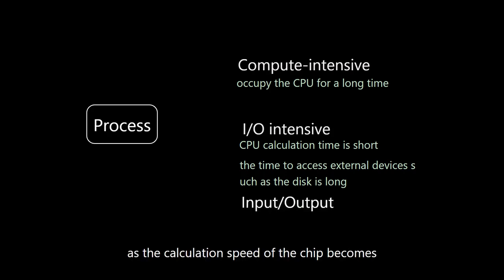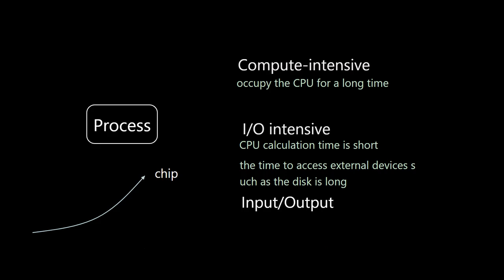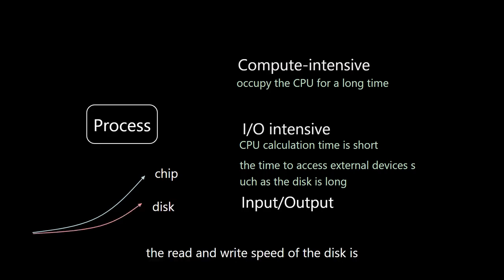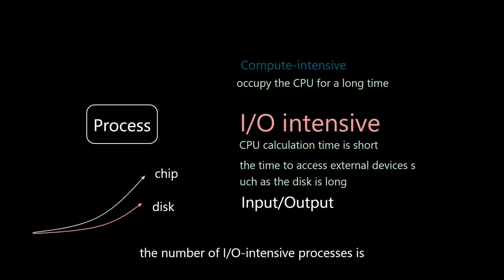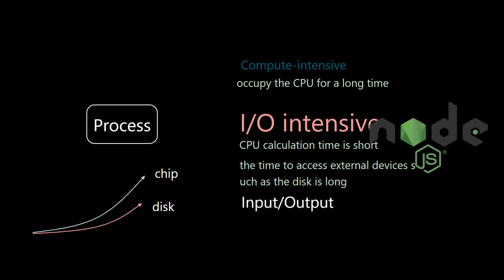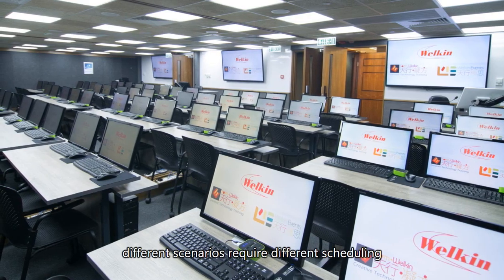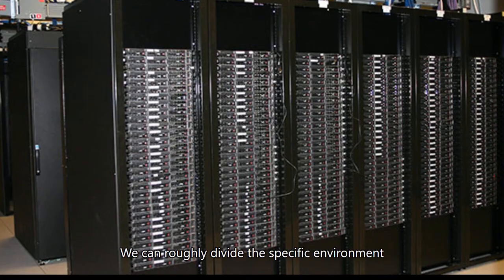In fact, as the calculation speed of the chip becomes faster and faster, the read and write speed of the disk is relatively slow. Therefore, the number of I/O intensive processes is increasing. Now, more consideration is given to optimizing I/O intensive processes. For example, the emergence of Node.js is to deal with such scenarios. Therefore, different scenarios require different scheduling strategies.